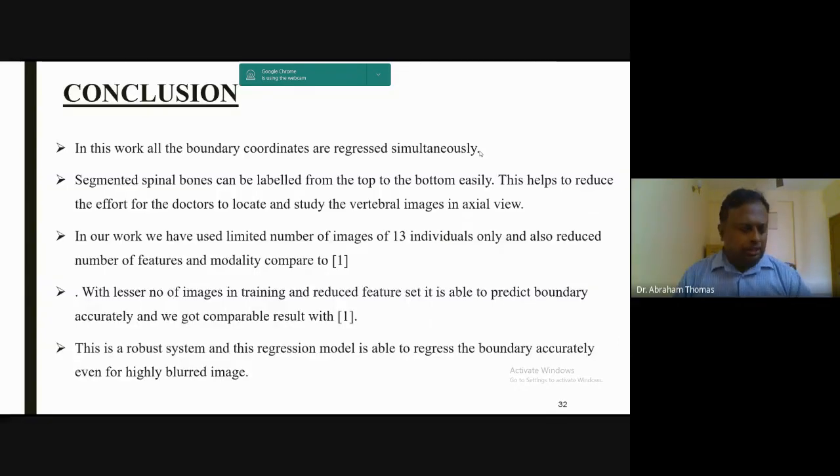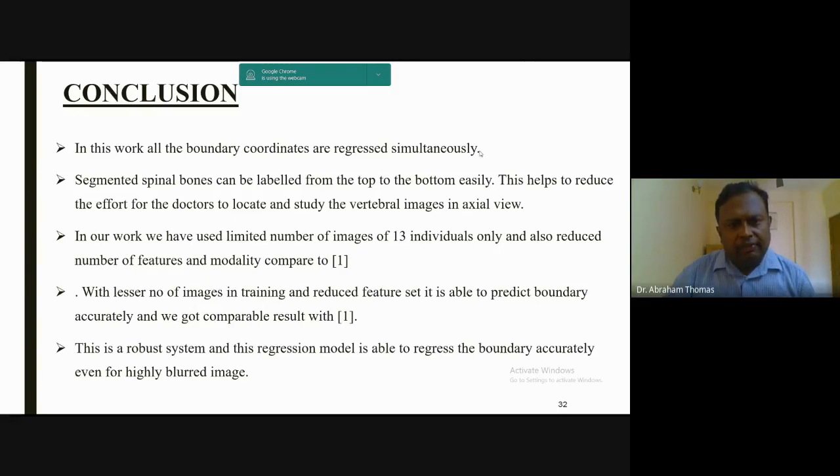So in conclusion, in this work, all the boundary coordinates are regressed simultaneously. Segmented spinal bones can be labeled from top to the bottom easily. This helps to reduce the effort for the doctors to locate and study the vertebral images in axial view.